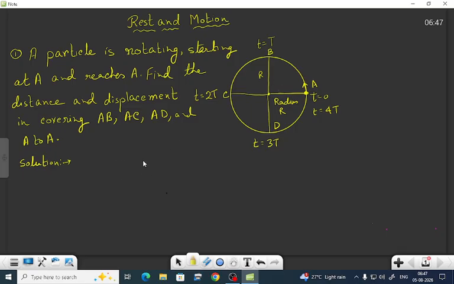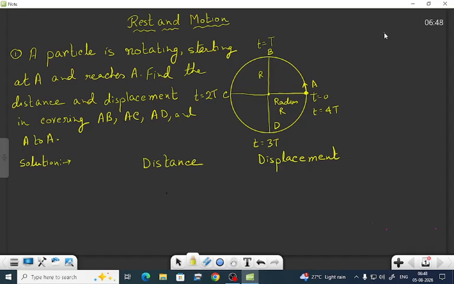So here we are writing distance, and this is displacement. What is the distance and what is the displacement? First one, you see here. You want to find the distance from A to B, the original distance.